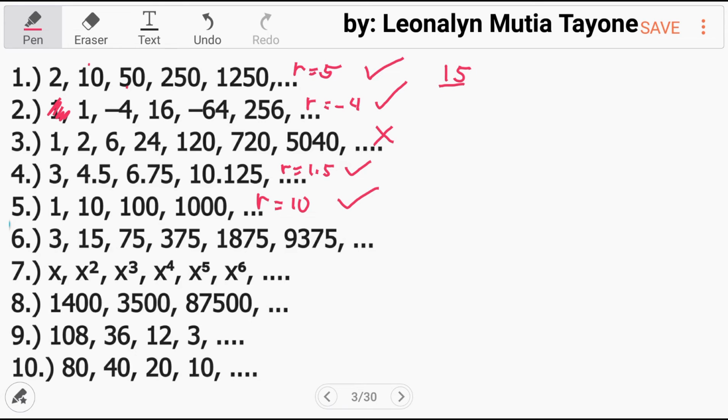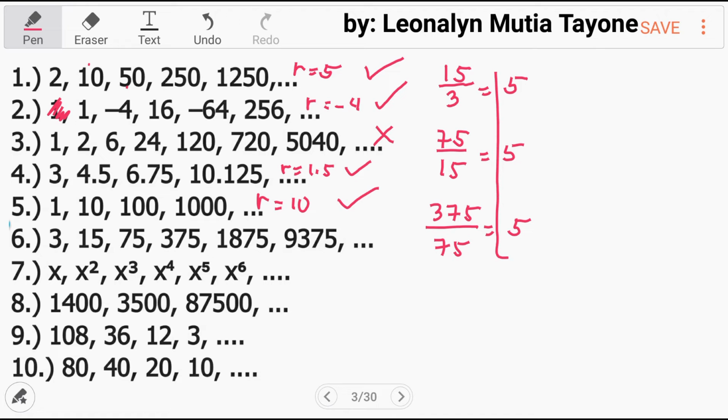15, the next divided by the previous 3, and that is 5. 75, divide by the previous 15, and that is 5. 375, divide by the previous 75, and that is 5. Here, you already know there is a common ratio. So the common ratio here is 5. But to make sure, you should check all of them. So double-check if 5 is really the common ratio.